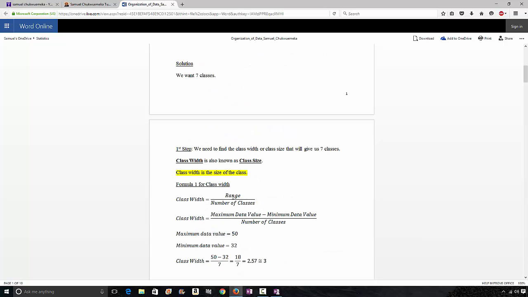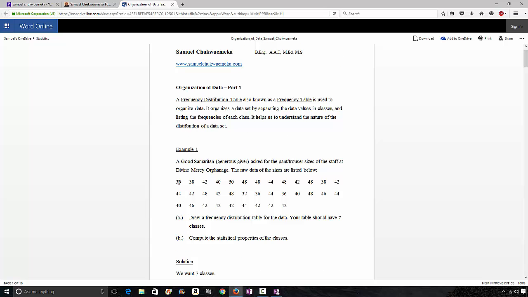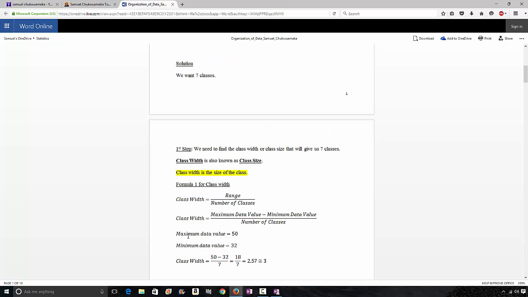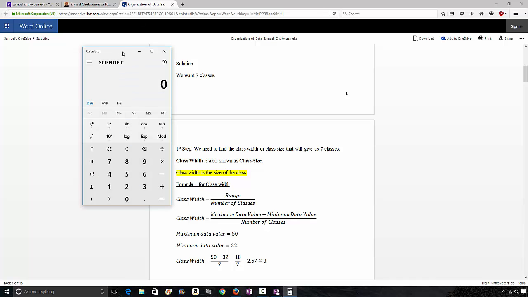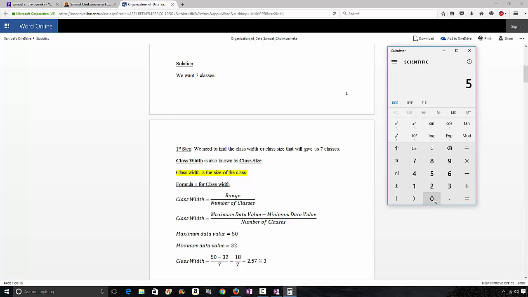Our class size will be the range divided by the number of classes. And the range is the maximum data value minus the minimum data value. When we look at this data set, we see that the minimum data value is 32, while the maximum data value is 50. Let me get my calculator. So we do 50 minus 32 equals 18, divided by 7, and that gives us 2.57. So for our class size or class width, we always need to round up, not round down. If you round this up, it gives you 3. So 3 is the class size.